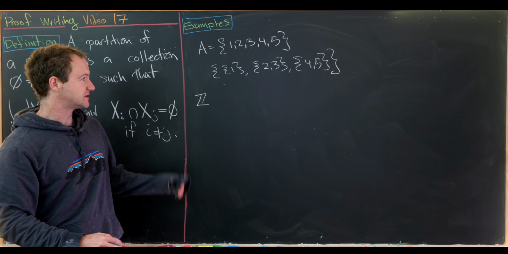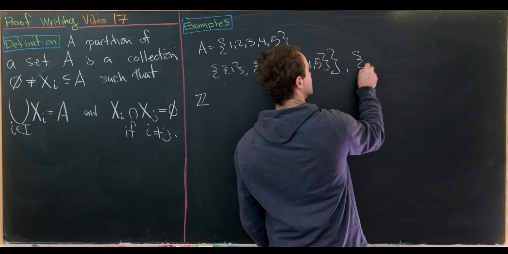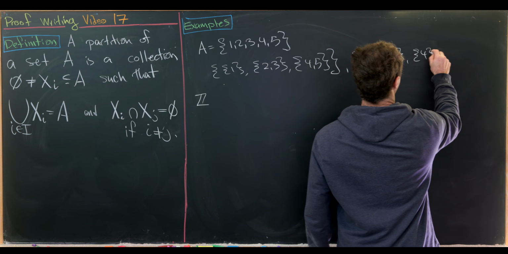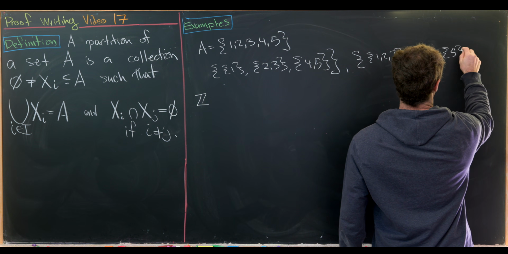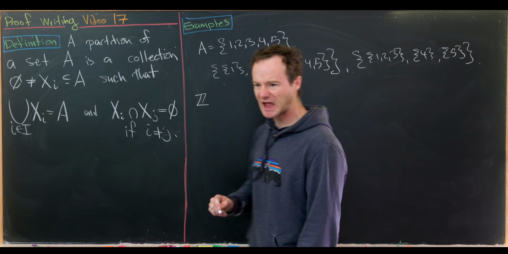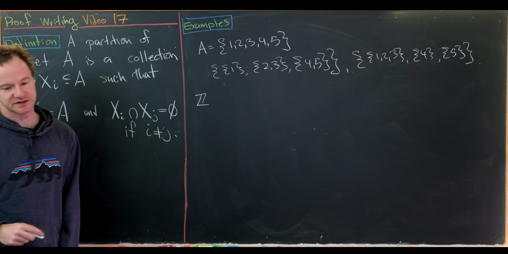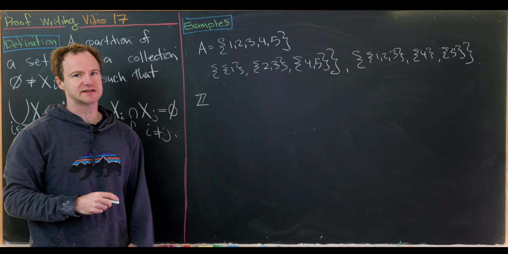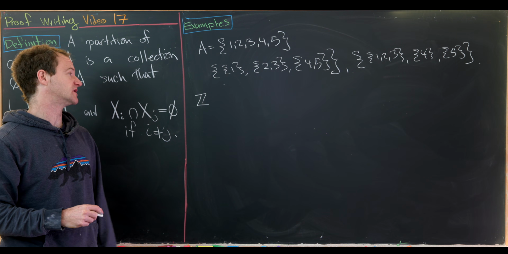You could get another partition, maybe {1, 2, 3} together, and then maybe {4} by itself and {5} also by itself. As you can imagine, there are a lot of partitions. In fact, they're related to something called the Bell numbers, if you're interested in looking that up.